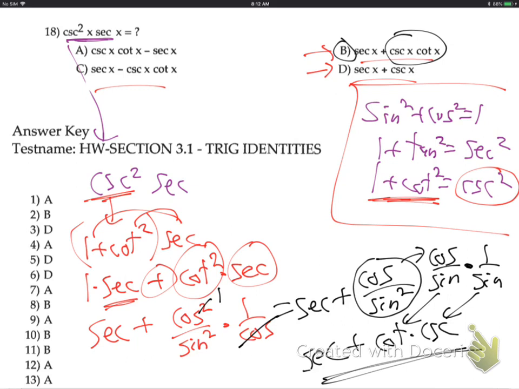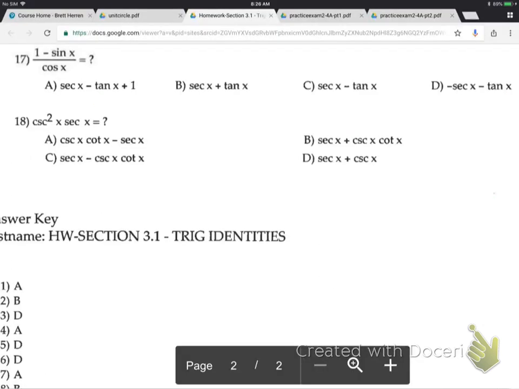So y'all got that down? Let's keep going backwards. These are easy ones. Let me show you: 1 minus sine over cosine. What should we do with that one? In fact, let me just go to a fresh screen. I'm just going to write it here. Number 17: 1 minus sine over cosine.